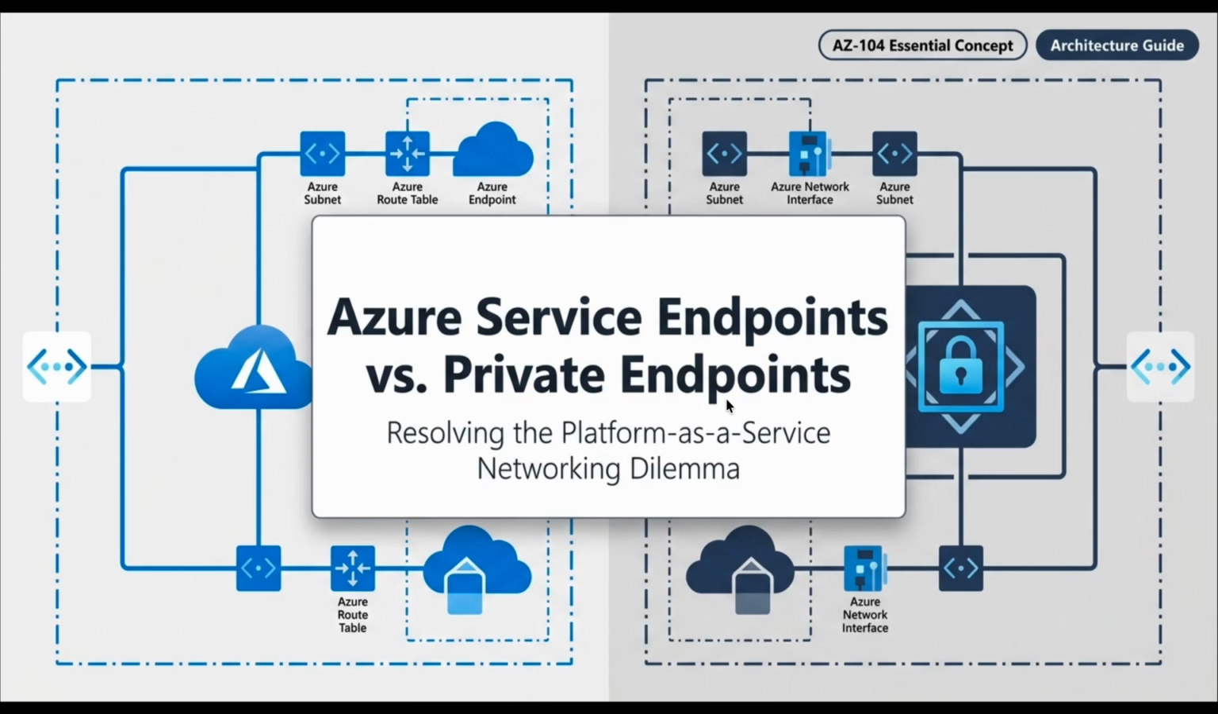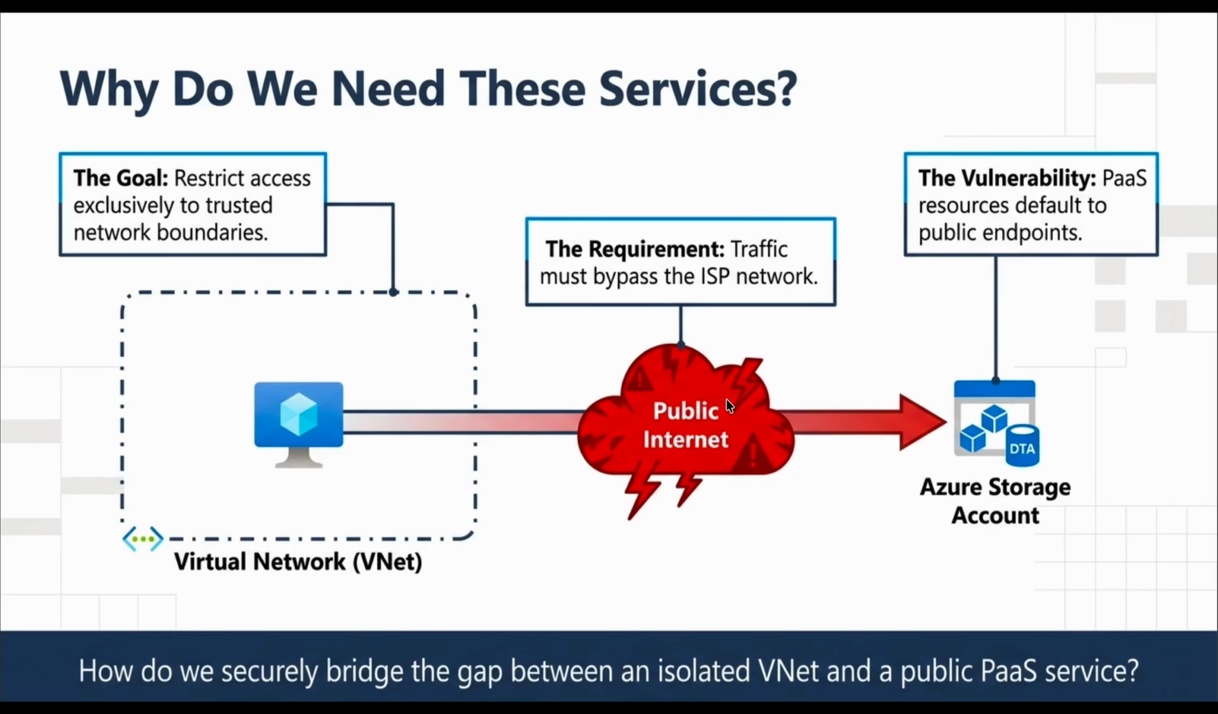So in Azure, Service Endpoints and Private Endpoints are two of the most commonly used networking features for securing your PaaS services such as storage account, SQL databases, Key Vault, and so on. And many people think they solve different problems, but actually they solve the same problem in different ways. By the end of this video, you'll know exactly which option to choose in your own environment. So let's start with the problem because of which these two services were introduced.